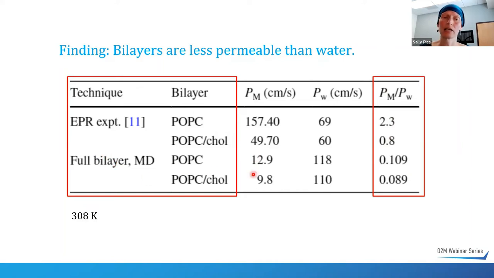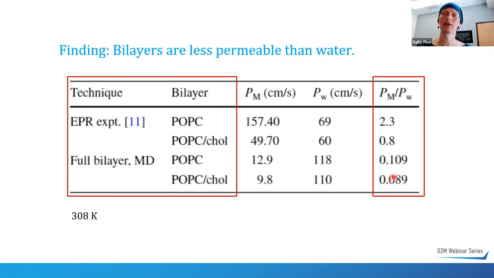But based on our studies using a simulation water permeability, which is a more meaningful comparison than taking an experimental water layer permeability, because essentially it's the factors of the simulation that affect the accuracy. So if we compare the permeability of the membrane to the water layer permeability for the simulation itself, we end up with a factor of 10 difference, so that the membranes are 10 times less permeable than the water. And in addition, there's some difference between POPC and POPC with cholesterol.